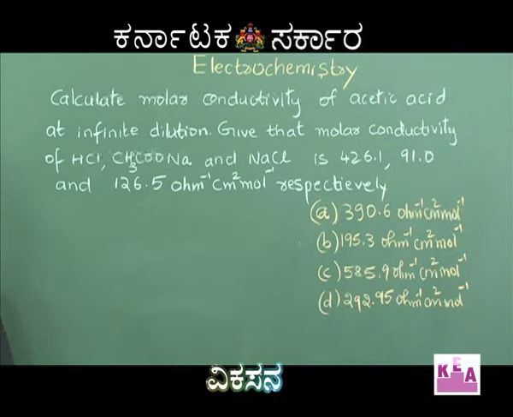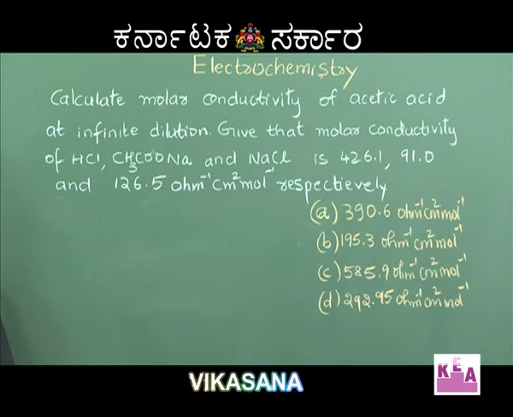Calculate the molar conductivity of acetic acid at infinite dilution, given that molar conductivity of HCl, sodium acetate and NaCl is 426.1, 91 and 126.5 per ohm centimeter square per mole respectively. The options are, option A 390.6, option B 195.3, option C 585.9 and option D 292.95.